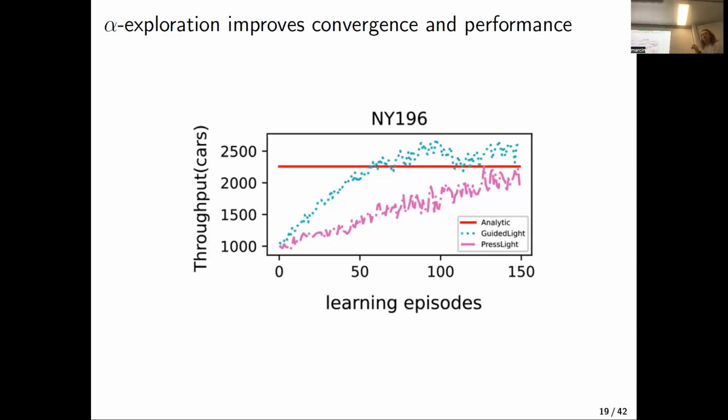So now the blue line is the algorithm, and it's the same as Presslight, except for this exploration thing. And we can see two things. Now we're able to outperform the optimization rule of the analytic algorithm. We're able to get better, but also convergence is much faster. So we reach a good result much faster than Presslight would.